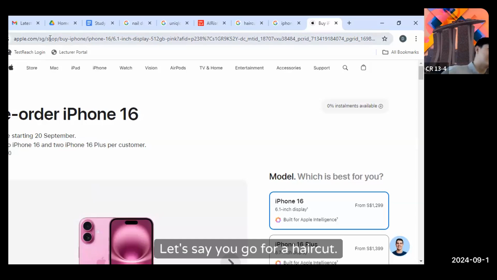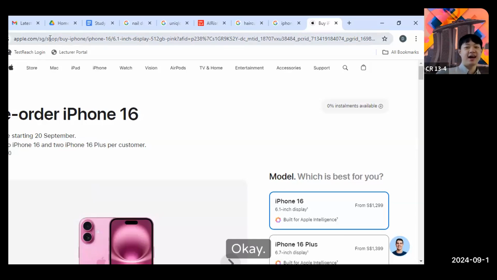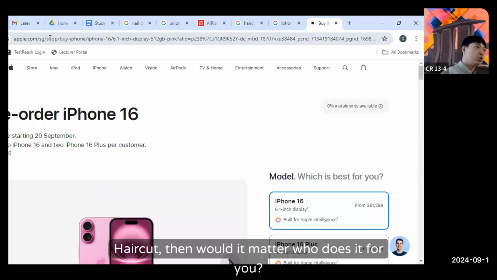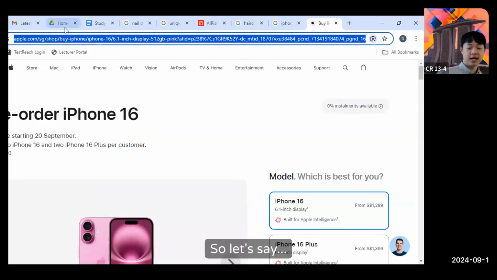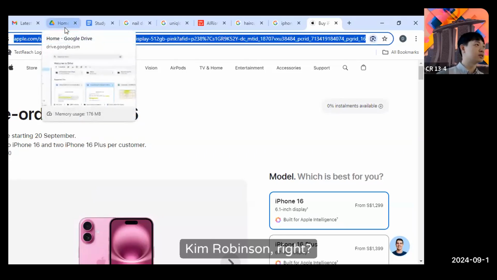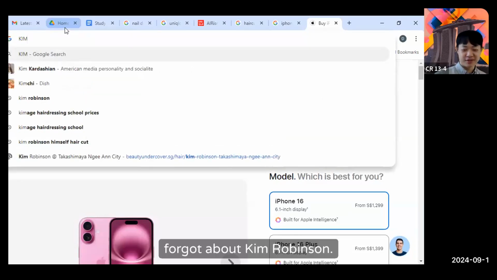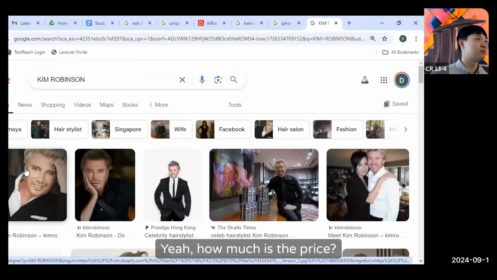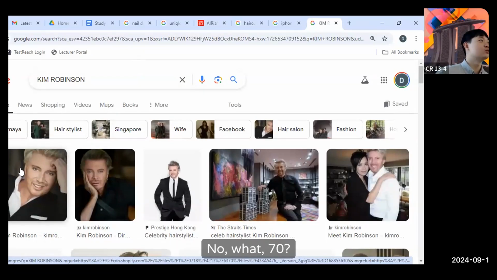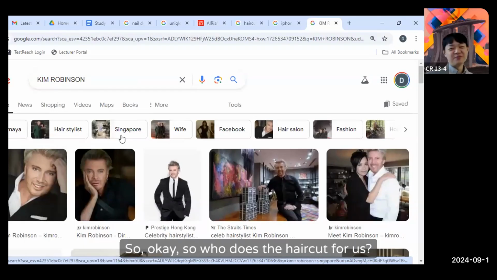Let's say you go for a haircut. Haircut, then would it matter who does it for you? Let's say, where do you go, Kim Robinson? You guys were saying you go for Kim Robinson, right? Oh, forgot about Kim Robinson. This one, remember Princess Diana? How much is the price? No, 70? No, 2000, right? You guys just went yesterday, right? So who does the haircut for us?